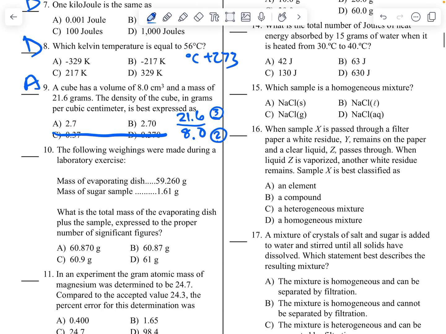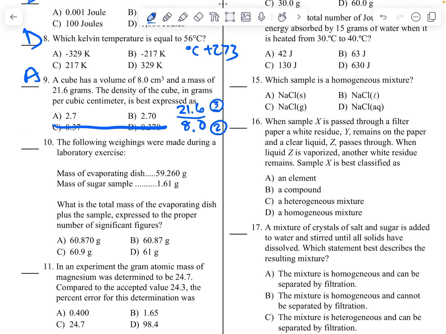The following weighings were made during a laboratory exercise. So the evaporating dish alone has 59.260 grams, and then the sugar sample is 1.61 grams. What is the total mass? So we're going to add that together. So on my calculator, I'm adding those numbers, and I get 60.87 according to the calculator.